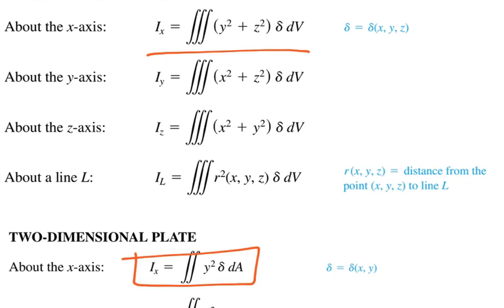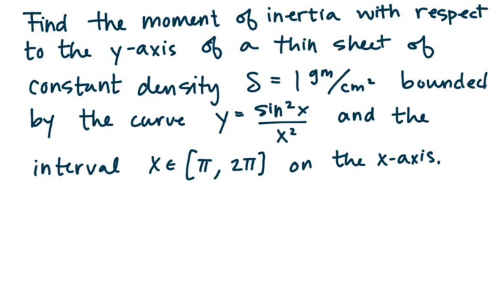All right, let's jump in and do an example of how we would find this moment of inertia. For this example, we're going to find the moment of inertia with respect to the y-axis. We're dealing with a thin sheet, or lamina, of constant density, a constant 1 gram per centimeter squared. Remember, density is mass divided by area. It's bounded by the curve y equals sine squared x divided by x squared, on the interval between pi and 2 pi on the x-axis.